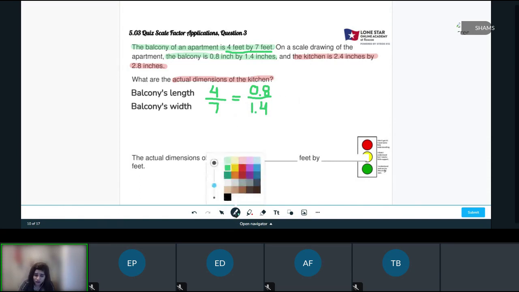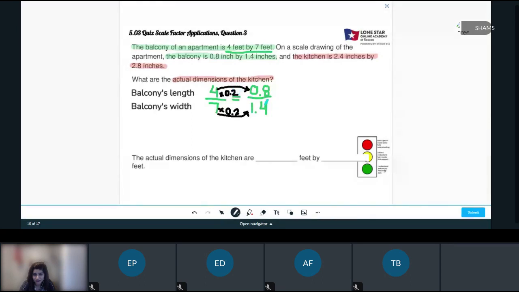It is important for us to know what they did to figure out the scale drawing from 4 to 0.8. Did you notice what they did? Anybody notice? Or from 7 to 1.4? What did they multiply by? They're multiplying by 0.2. They're multiplying by a scale factor of 0.2 to generate the scale drawing.